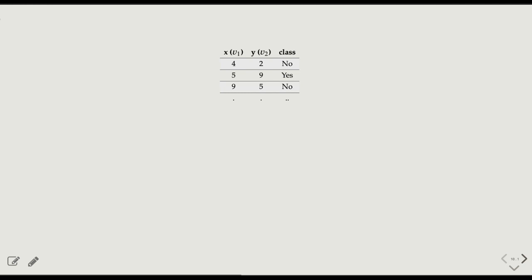So with the shapes data that we have seen earlier, we have two variables, the width and the height. And here I would like to refer to them as the x and y, or v1 and v2. So here, as we observed, the relation between the x and y, the width and height, can be written as a linear function to predict the class, yes and no.